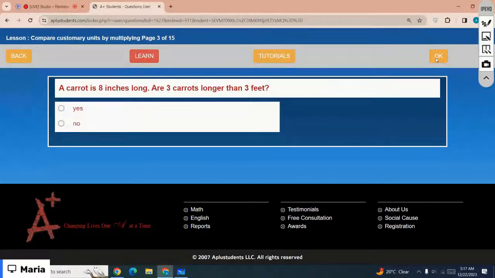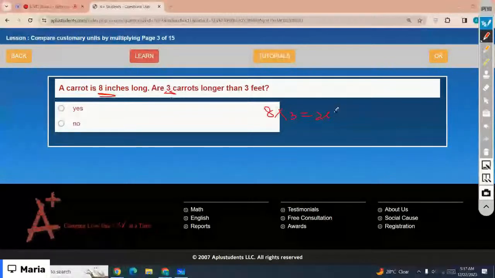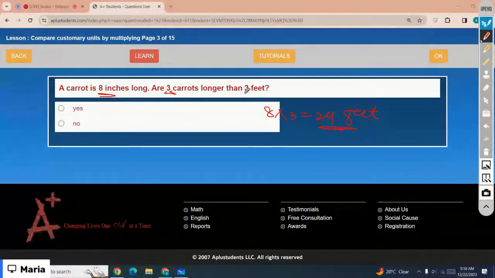Okay, the next one is a carrot is 8 inches long. Are 3 carrots longer than 3 feet? You have to compare inches to feet, right? So, 1 foot equals 12 inches. You are given that 1 carrot is 8 inches. So then the length of 3 carrots would be 8 times 3 equals 24 feet, right? You have to compare 24 feet to 3 feet, right?